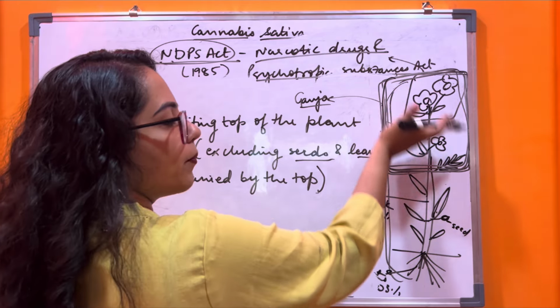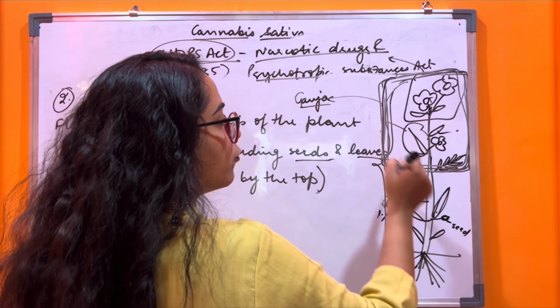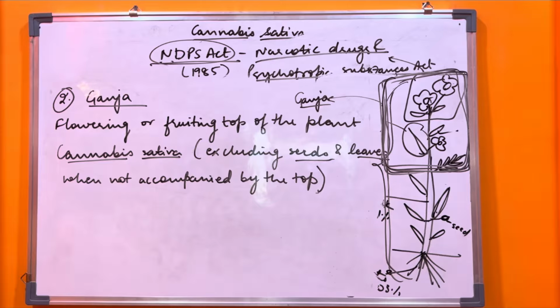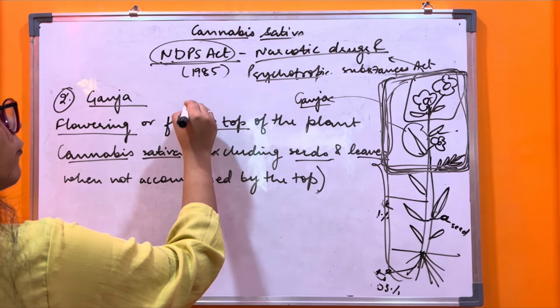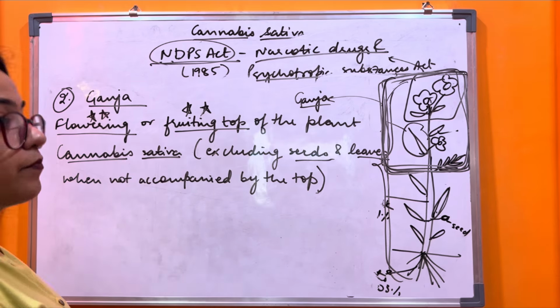Only the top part of the plant containing the flower, containing the leaf, and containing the fruit would be considered under ganja, right? Flowering, fruiting top, very important to remember. Flowering, fruiting top is ganja.